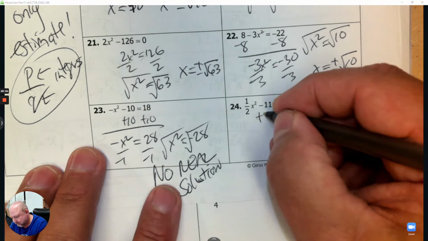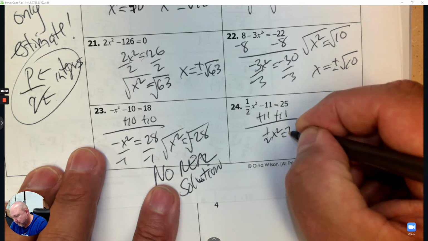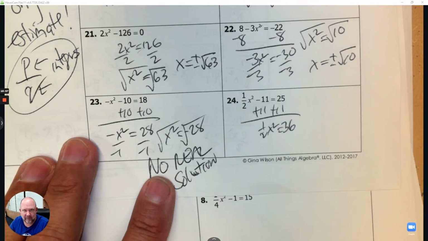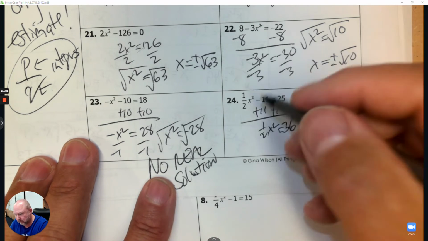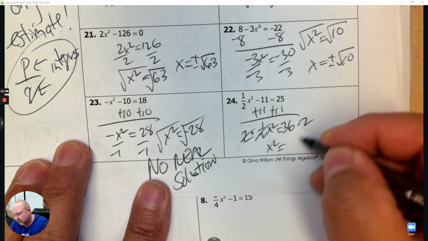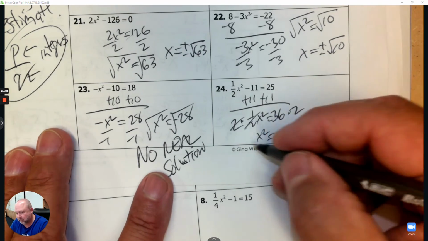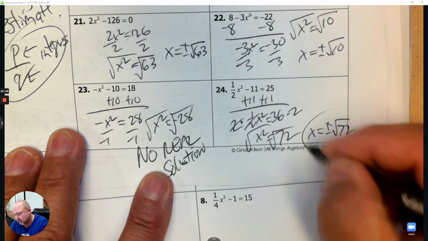Add 11. And then a fraction, we're going to do the reciprocal, which means we're going to take 1/2 and flip it around. So it's 2 over 1. And we're going to do both sides. So 36 times 2, and then square root. There is no number times itself that's 72, so we're just going to leave it.